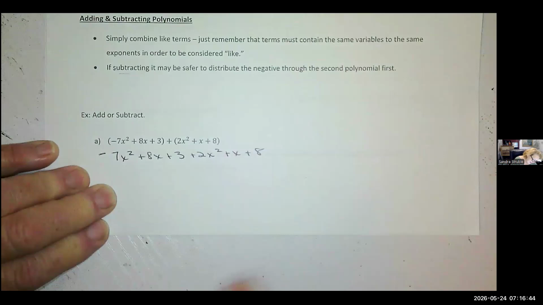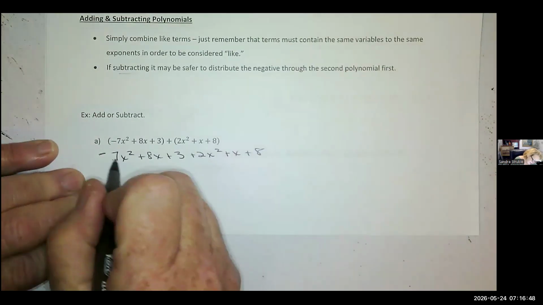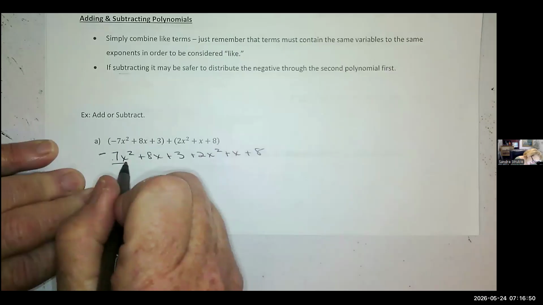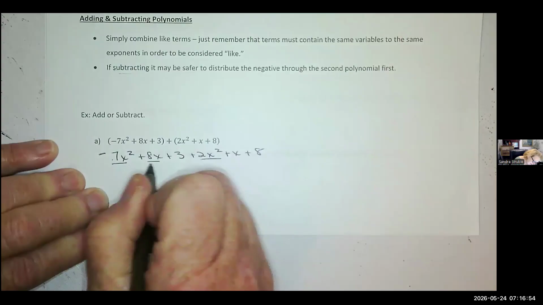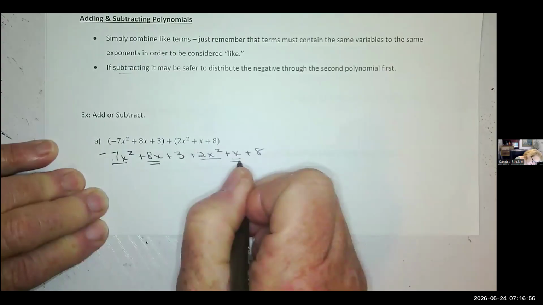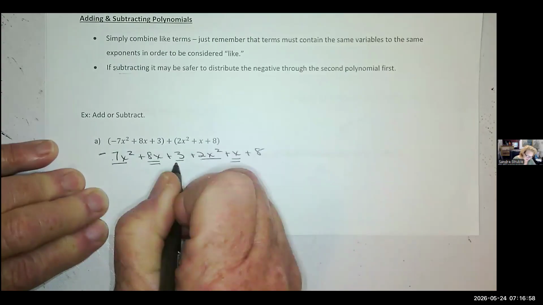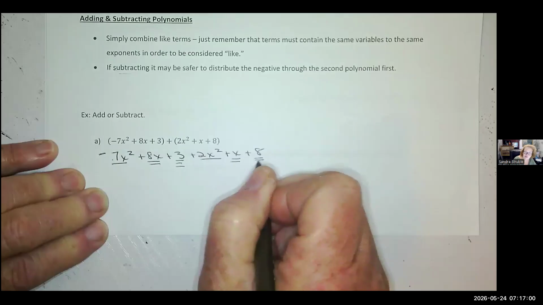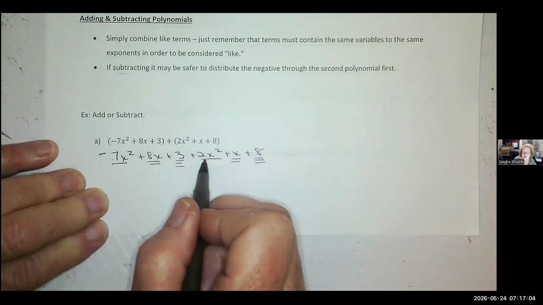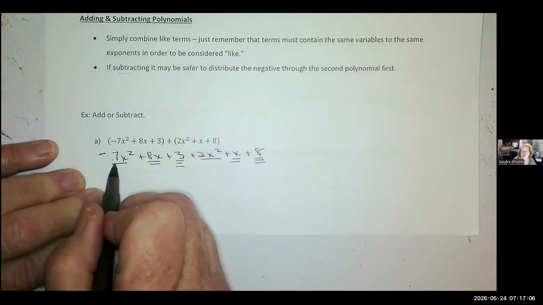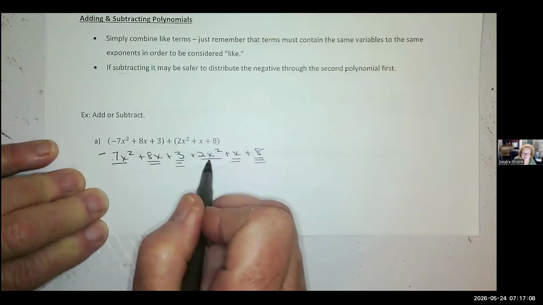So the negative 7x squared, here's an x squared, here's an x squared. Okay, here's an x, so I'm putting 2 lines. Here's an x, 2 lines. And then here's a constant, and here's a constant. Please note that my lines reflect which ones we can combine. This one has x squared, this one has x squared, so I only put 1 line. You decide which you want to do to make sure that you understand which ones you can and cannot combine.